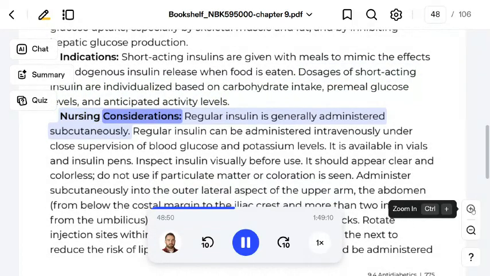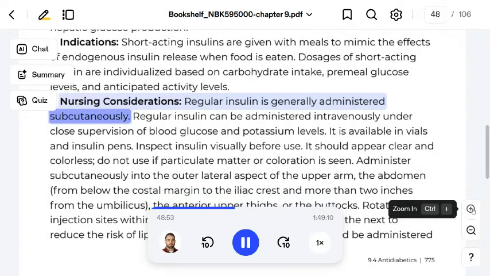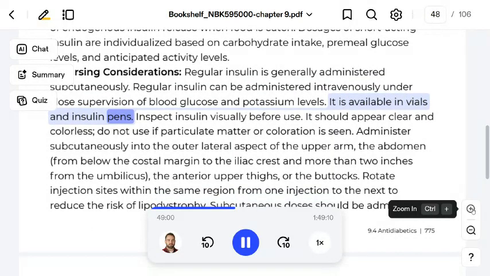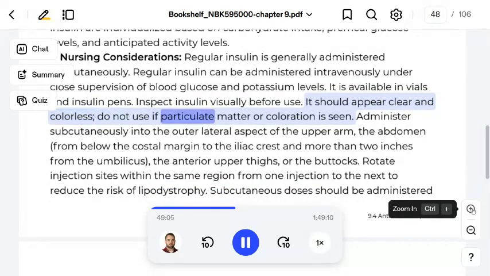Nursing considerations: regular insulin is generally administered subcutaneously. Regular insulin can be administered intravenously under close supervision of blood glucose and potassium levels. It is available in vials and insulin pens. Inspect insulin visually before use. It should appear clear and colorless. Do not use if particulate matter or coloration is seen.